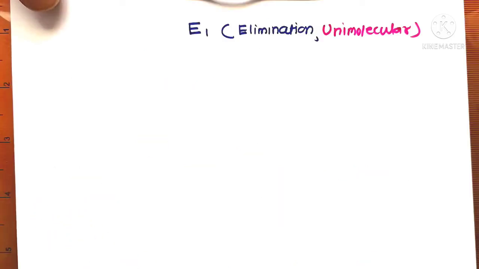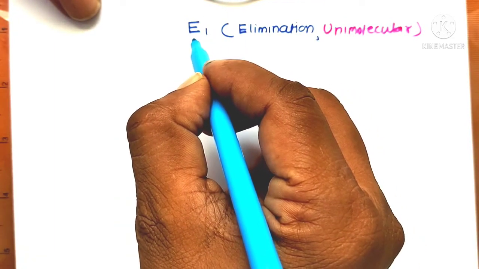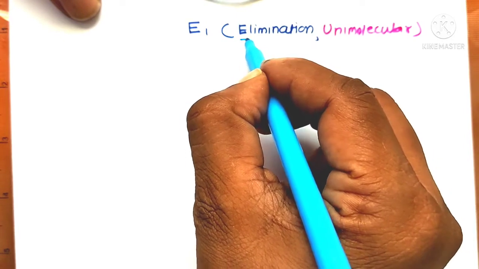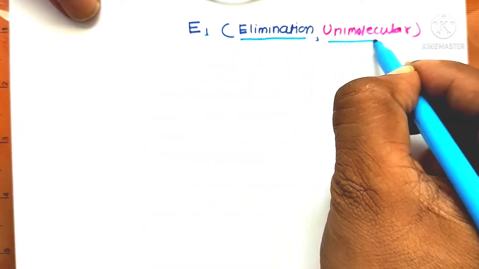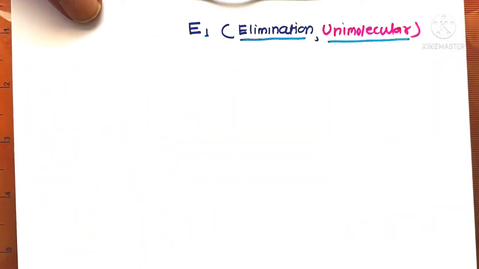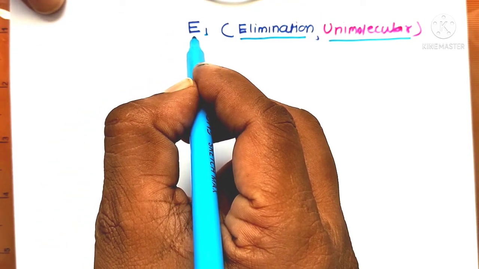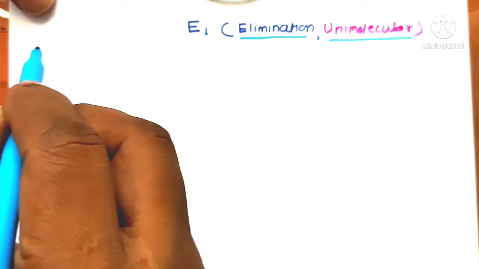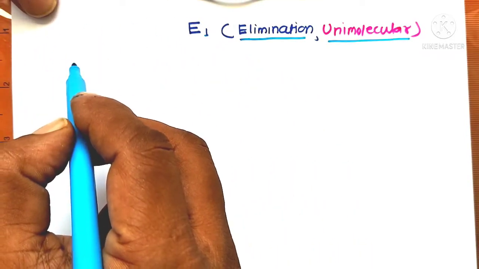The first example of beta elimination reaction is the E1 elimination reaction. Here E stands for elimination and 1 stands for unimolecular. The rate of reaction depends upon only one substrate molecule, therefore this reaction is known as E1, elimination unimolecular. Now we will explain the detailed mechanism of the E1 reaction.